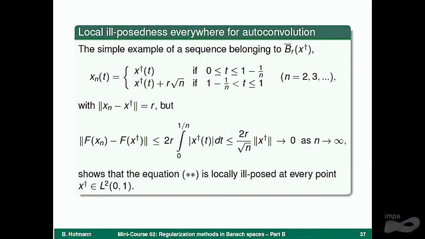And so you have really one example. For this autoconvolution problem, you can simply characterize this. You take this xn in that way. You have this x dagger in the standard form until some remaining part on the right end between 1 and 1 minus 1 over n. And you add in this small interval r times square root of n, and you simply see in L2 the difference is r. But for autoconvolution, you can characterize the f difference, and you can estimate it in that way. And you see this is 2r divided by square root of n multiplied by this fixed value, and you see this goes to 0 as n goes to infinity. This means this problem is locally ill-posed everywhere at every point. So you can do what you want. You have to regularize in this way.